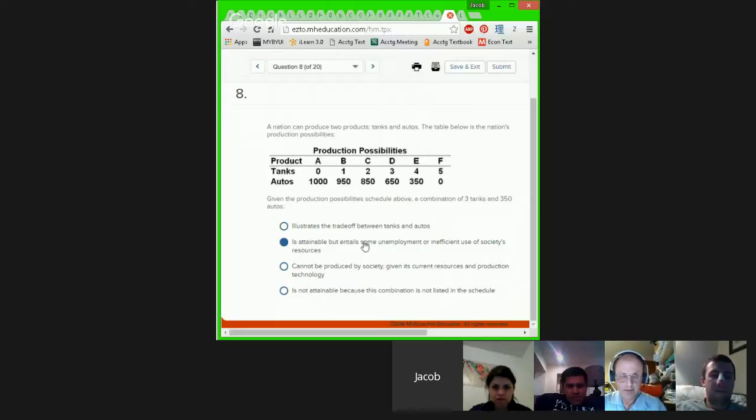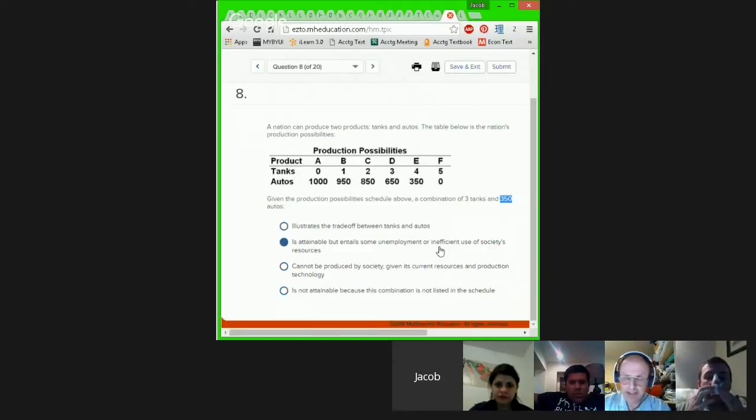I think it's this because if we make 3 tanks, we could also make 650 autos, but we're not making 650 autos. We're only making 350, which is 300 less than we could, which means we are in fact being inefficient. We're not using all the resources we could be using. Yeah, we could be making more, and if we're not making more, then either somebody's unemployed or we're being inefficient there. Does that make sense?